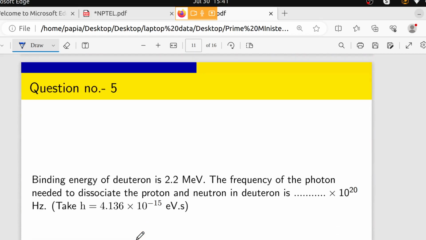Okay, so now coming to question number 5. In that question number 5, it's a very simple question. Let's say the question at first: the binding energy of deuteron is 2.2 MeV.